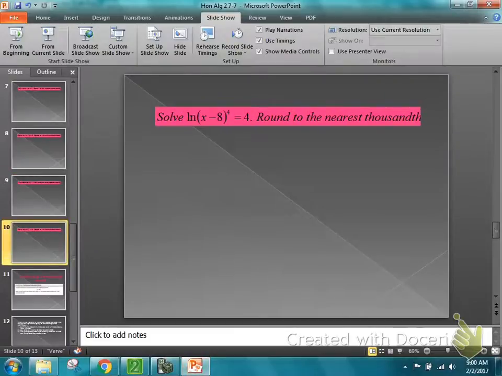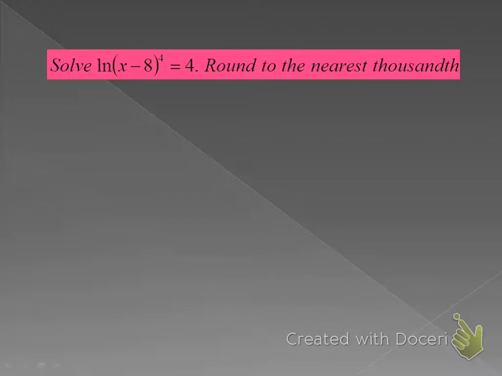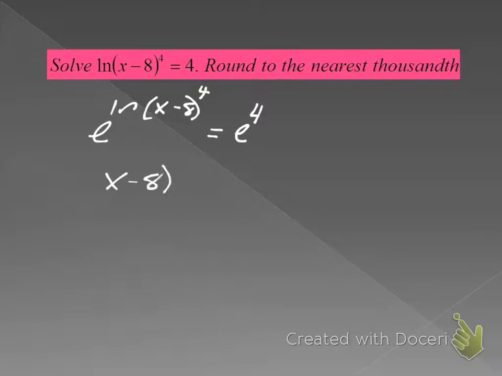A little bit different problem here. We could have one like this. Solve the natural log of x minus 8 to the 4th equals 4. Since you already have the natural log isolated, your first step could be to take the e's of both sides. So raise them to an e power. So e to the ln of x minus 8 to the 4th equals e to the 4th. Remember, the e to the ln part cancels out. You have x minus 8 to the 4th equals e to the 4th.